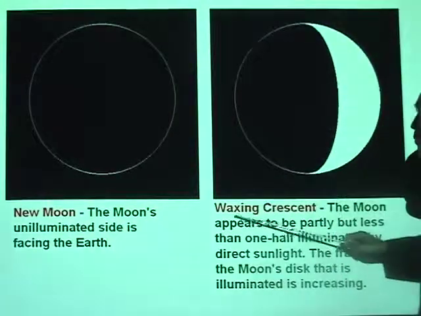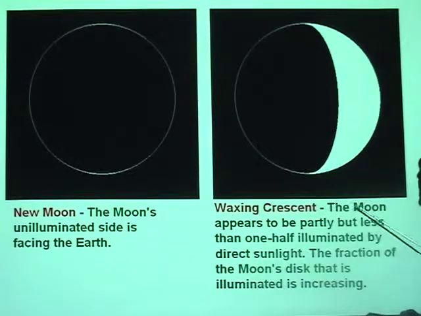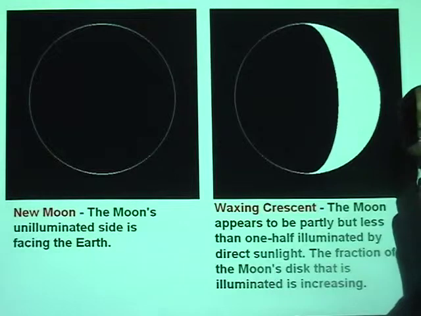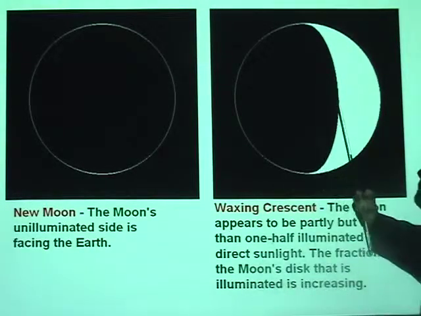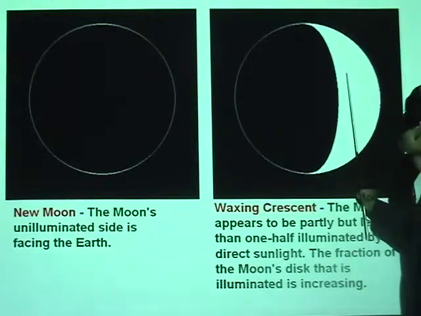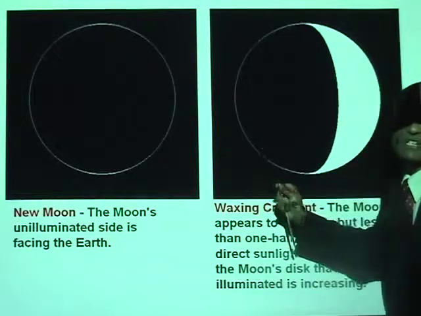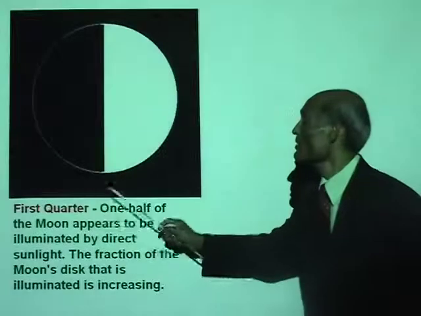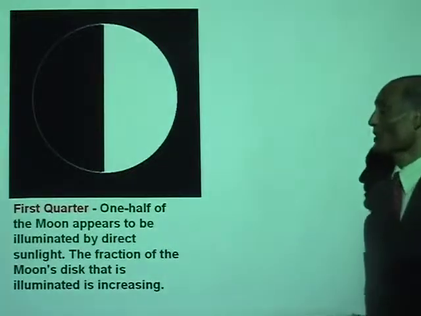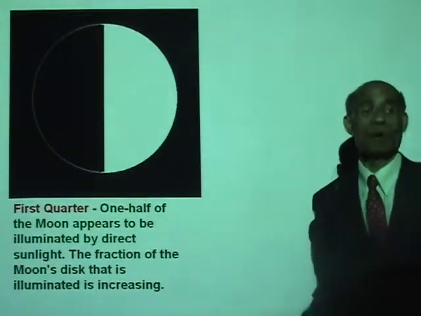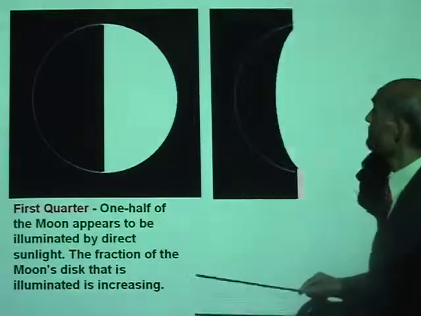Now this is called the waxing crescent. The moon appears to be partly but less than 1/2 illuminated. That means this time the part of the moon illuminated is actually increasing. And now you have the first quarter. 1/2 of the moon appears to be illuminated.